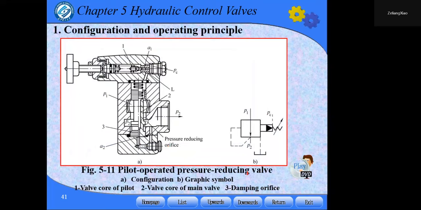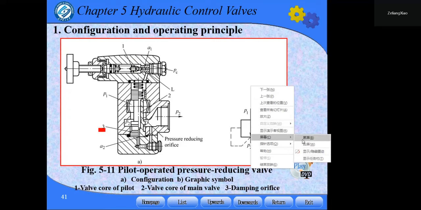The pilot operated pressure reducing valve: A is the configuration and B is the graph symbol. We can see the components. One is the valve called the pilot valve, and two is the main valve, and there is the damping orifice, three. The graphics.